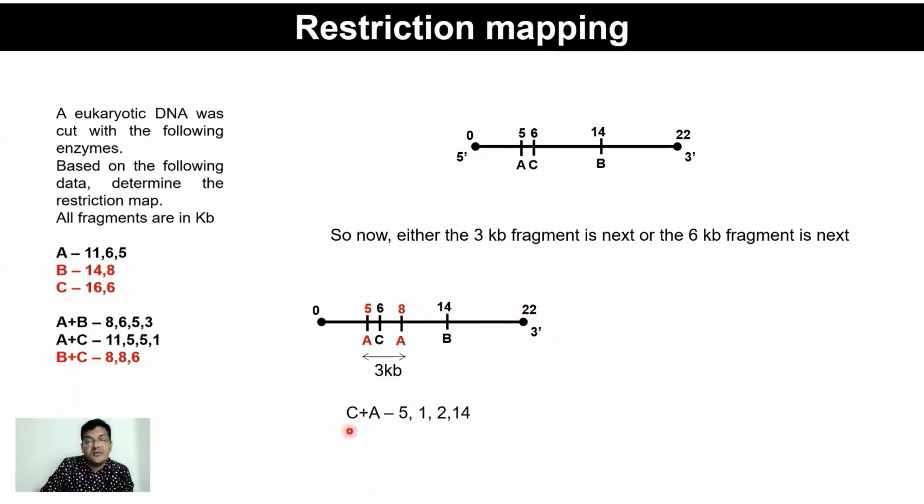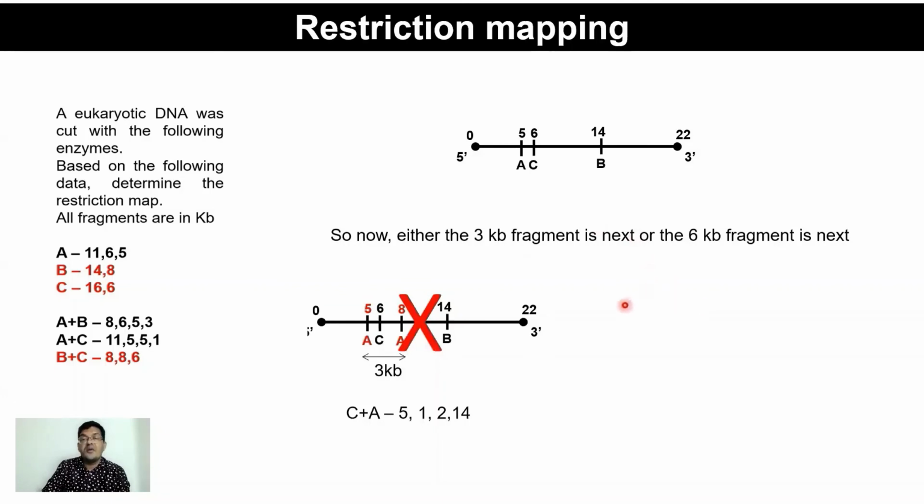So the double digestion pattern that you obtain if this map is correct is 5, 1, 2, and 14. So this is a 5 kb fragment, this is a 1 kb fragment, this is a 2 kb fragment, and this is a remaining 14 kb fragment. We are talking only of A and C double digest, so we are ignoring B here, right? So C plus A double digest gives you 5, 1, 2, and 14, which is not a match for what you actually get in your observations. What you get in your observations is 11, 5, 5, and 1. So again this map is not conforming to the observations made on gel. Therefore, this is the incorrect map.